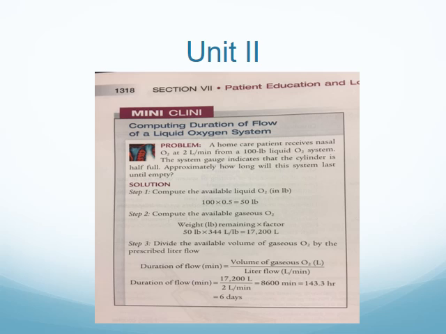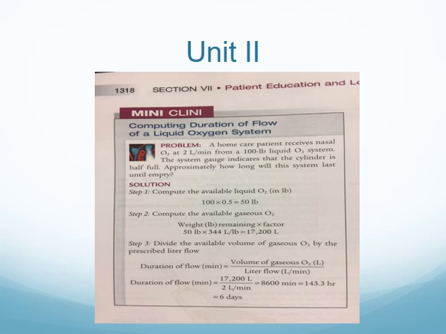Okay, so in this slide we have a mini clinic problem for us to figure out the length of flow that will be needed for a patient who is going to be traveling with liquid oxygen. In this table, the problem says a home care patient receives nasal cannula O2 at 2 liters per minute from a 100-pound liquid O2 system. The system gauge indicates that the cylinder is half full. Approximately how long will this system last until it's empty?